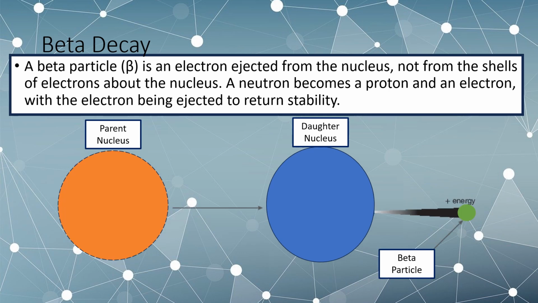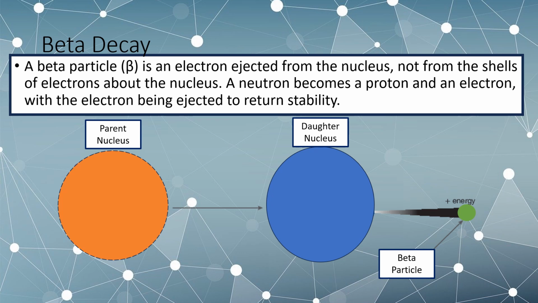A beta particle, as with alpha, given the letter beta from the Greek alphabet, is an electron ejected from the nucleus, not from the shells of electrons about the nucleus. Now this can be a bit confusing, as with our basic understanding of the atom, electrons aren't within the nucleus.